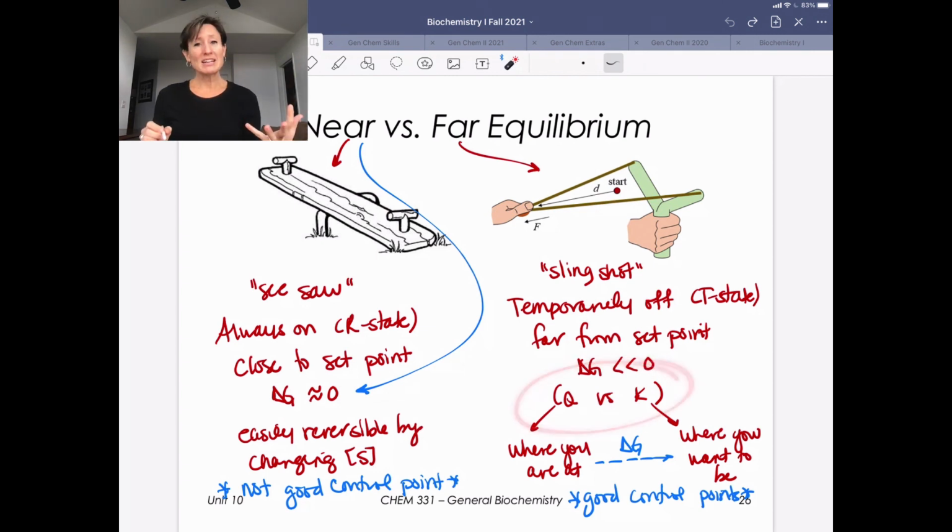That large negative delta G is because of that Q versus K analogy from when we talked about thermodynamics: Q represents where you're at and K represents where you want to be. How far apart those are from one another determines your thermodynamic driving force, your potential, the magnitude of your delta G. So at the end of the day, the enzymes that we're going to spend time studying are ones that have large negative delta Gs, because we can turn those enzymes on and off, and in doing so, we can control flux through pathways.